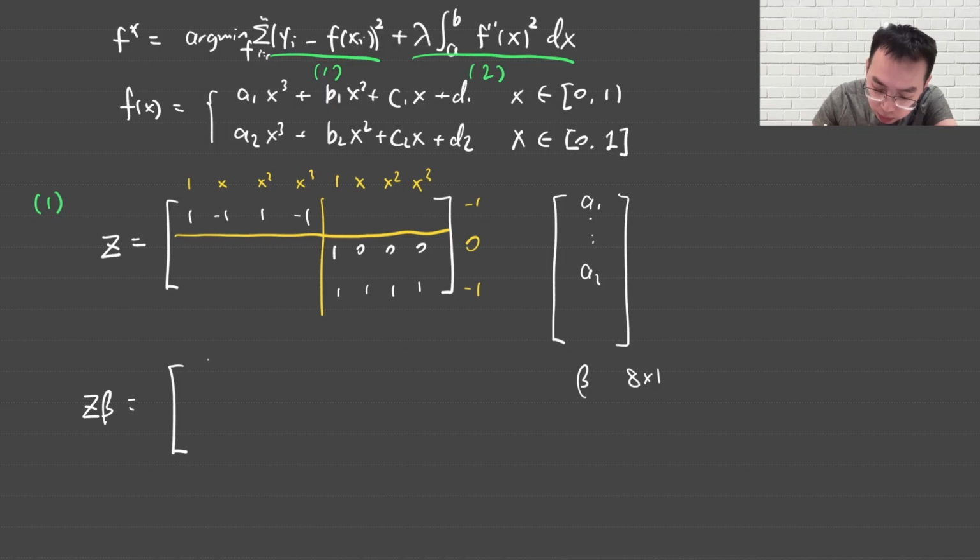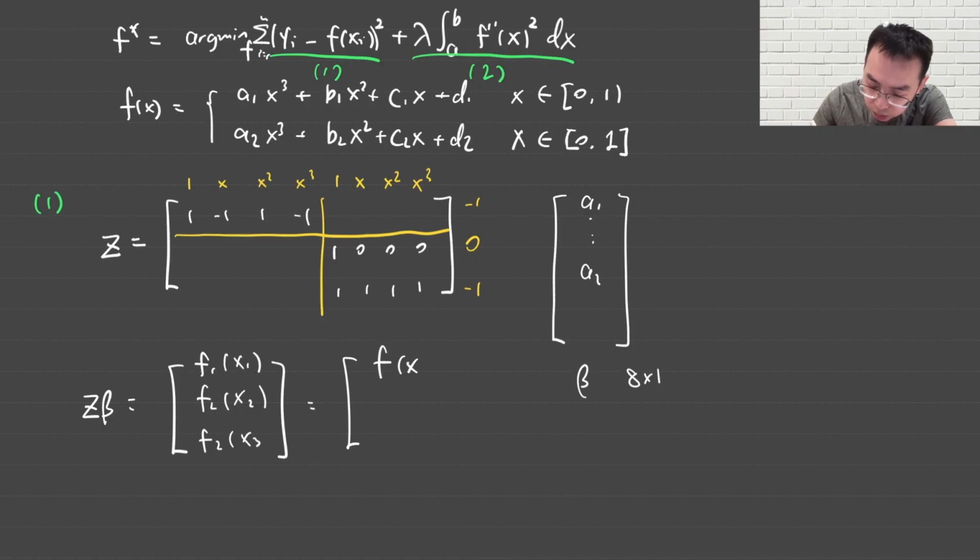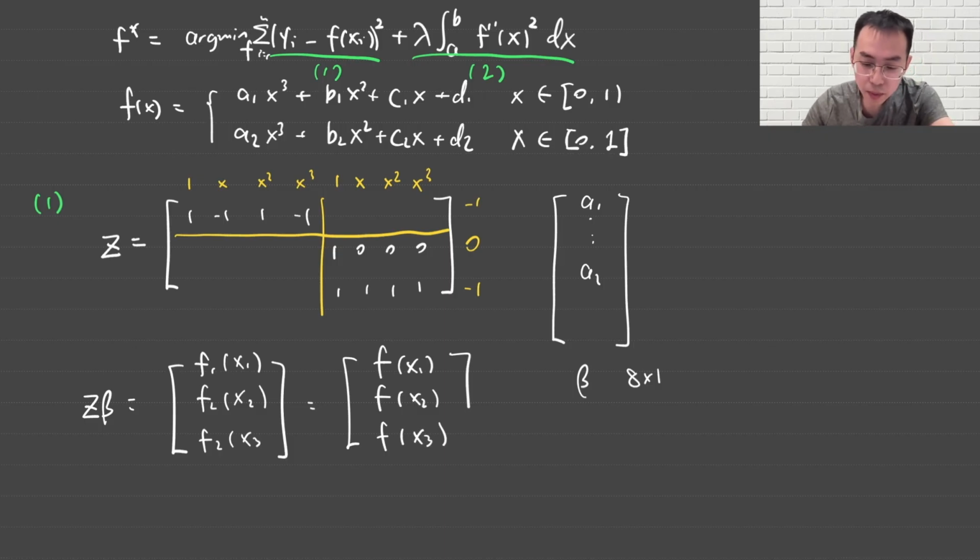F1 of X1, and then F2 of X2, and then F2 of X3. This is just F of X1, F of X2, F of X3. Okay, so that means we can translate the first term into a matrix notation as this, right?